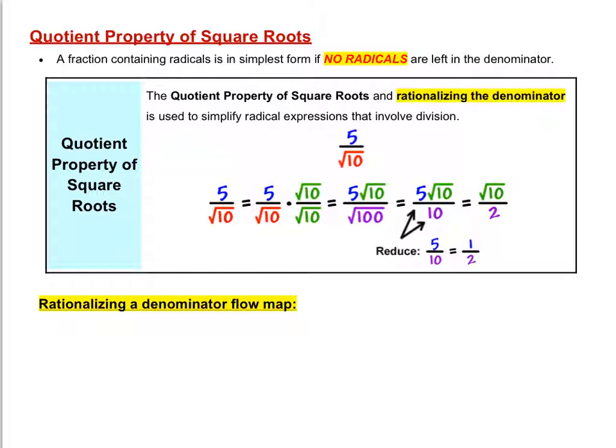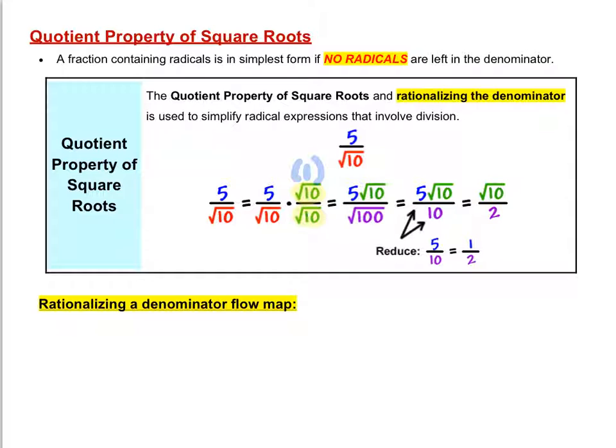So you see that in this example, in the box, we're starting out with 5 divided by the square root of 10. We want to get the square root of 10 out of the denominator. So what we do is we multiply by the square root of 10 over the square root of 10. Now we remember anything over itself is equal to 1. So we're really just multiplying by 1.